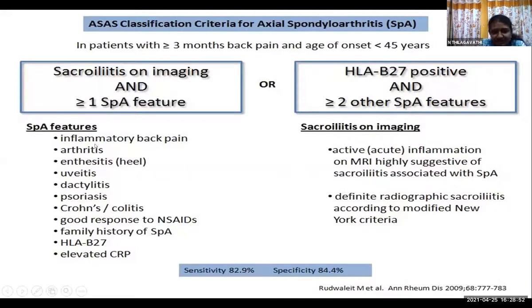Inflammatory back pain. So what is inflammatory back pain? Any patient who presents with pain at the low back on getting up early in the morning and stiffness for at least half an hour duration. So this is an inflammatory back pain. The pain that will present at rest and it will relieve on exertion. The entry criteria for this ASAS criteria is the patient should be less than 45 years of age and with back pain of at least minimum 3 months duration. So this is the entry criteria: less than 45 years with more than 3 months of back pain.